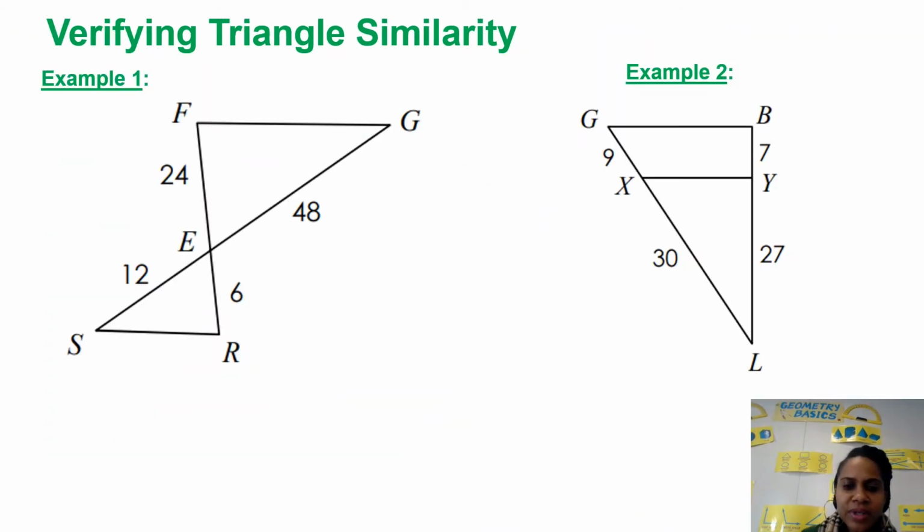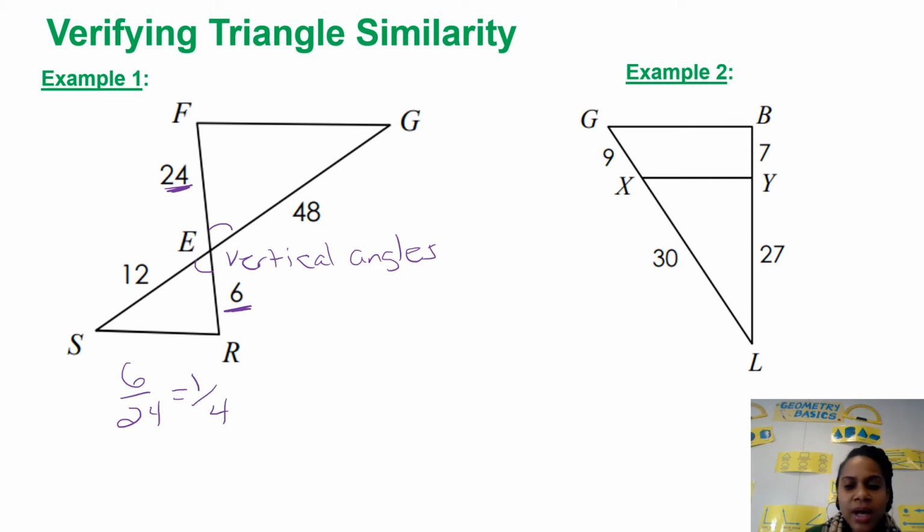Let's take a look at these two examples here. So example 9, we could already see that these two angles are congruent, and we know that because they are vertical angles. So we already have an included angle there. All right. And so next, let's look at our sides here. So our shorter sides for each triangle have a length of 6 and 24. So that is FE and ER. So we can write that as a fraction, 6 over 24. And let's go ahead and reduce because we can, and that reduces to 1/4.